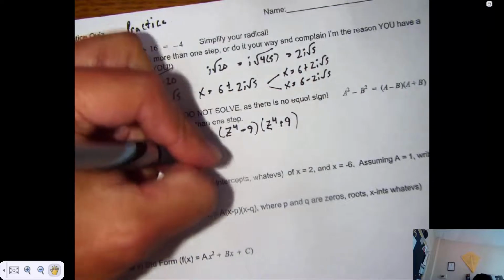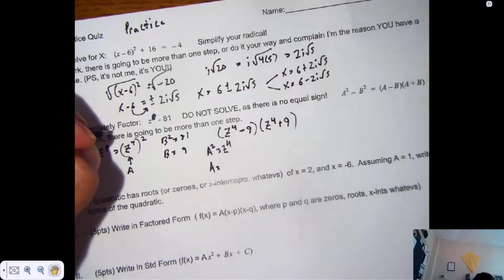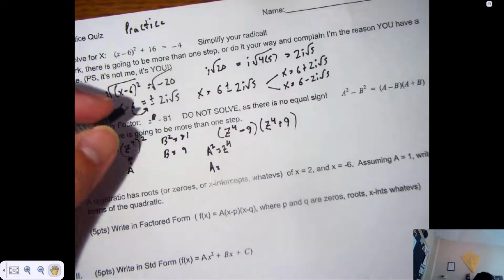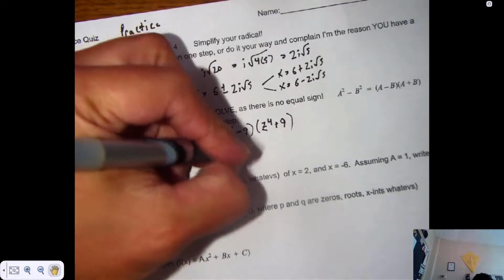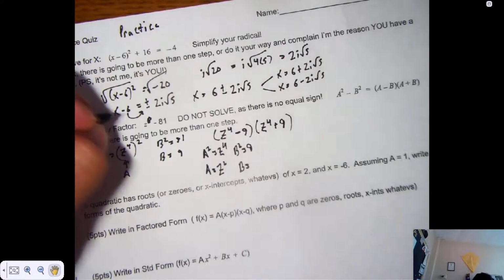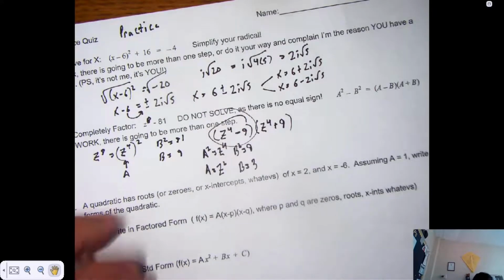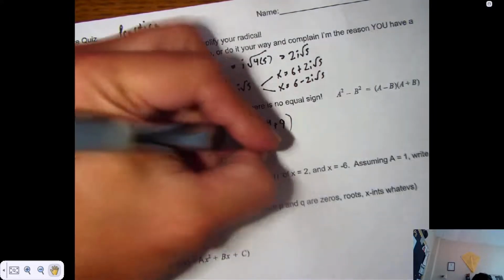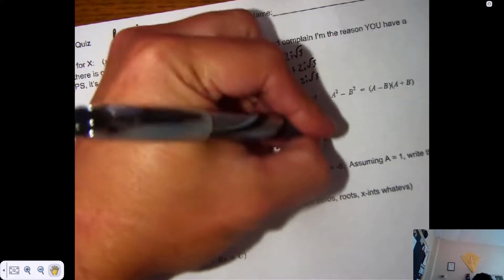Now, a squared must be z to the 4th. What does that make a? What do you square to become z to the 4th? Z to the 2nd. B squared must be 9. What does that make b? 3. This piece factors as z squared minus 3 and z squared plus 3. And this piece still exists. Z to the 4th plus 9.